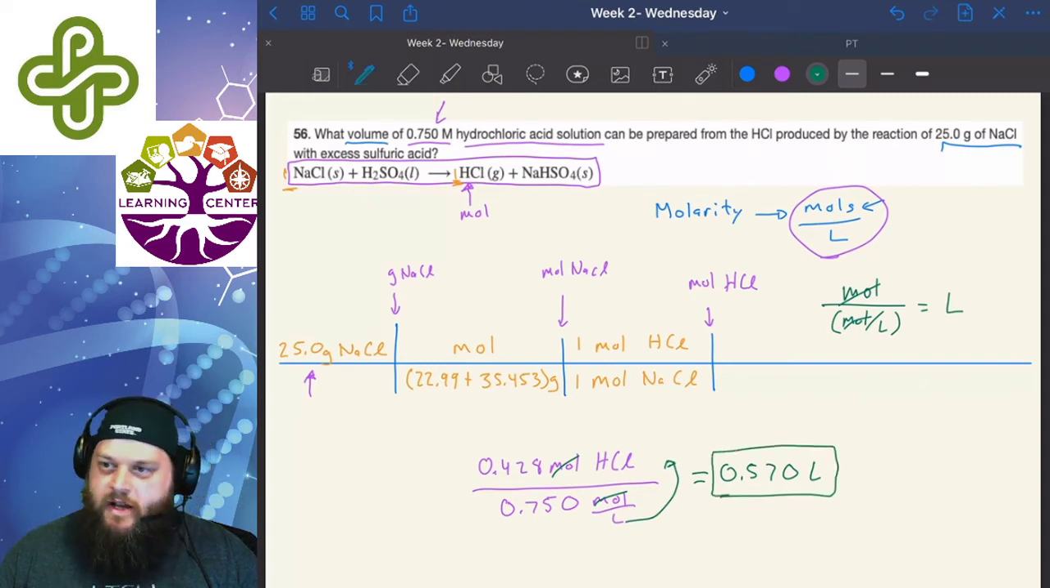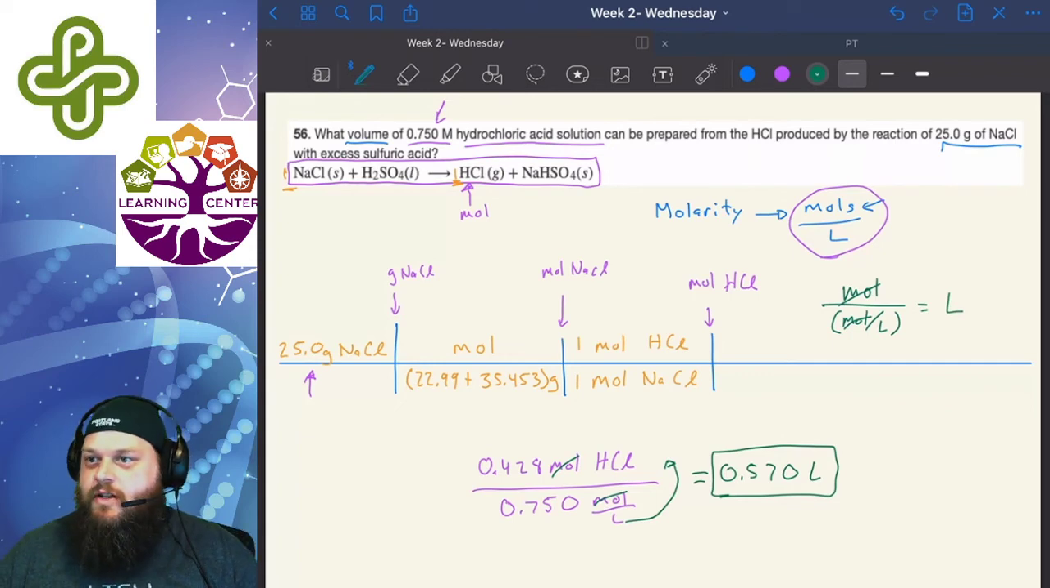So if you did this reaction, collected all the HCl, put it into that much water, you would have a hydrochloric acid solution that is 0.75 molar.